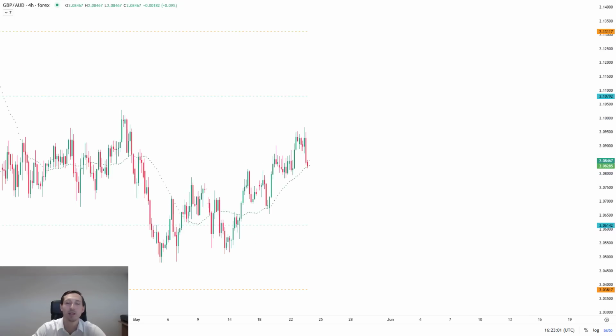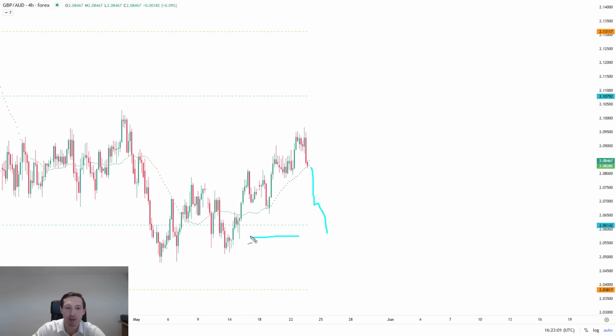Next is pound Aussie. Again, I can either be a buyer or do nothing in this market next week. What I want to see is it come down and take out the 2.06142. This makes this market oversold during the week. And that's where I'm going to start to look for double bottoms, inverse head and shoulders.